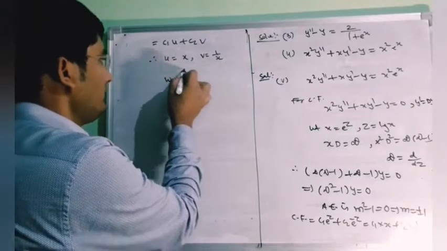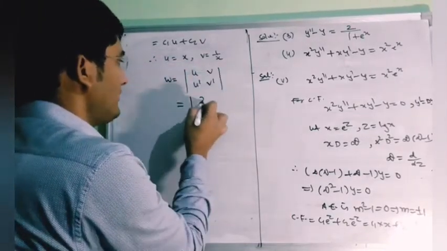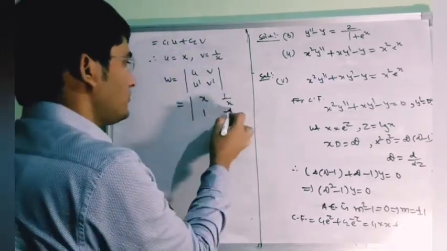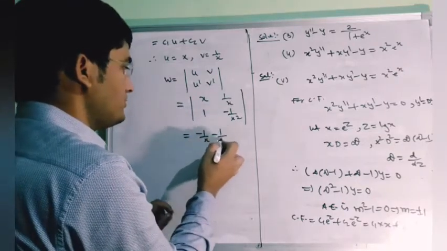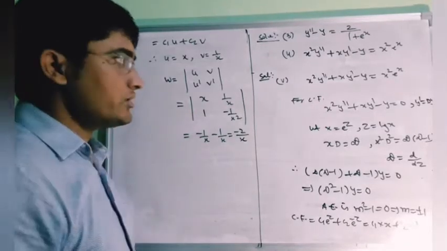So your Wronskian will be u v u dash v dash. So we have x, 1 by x, differentiation of x will be 1 and differentiation of 1 upon x will be minus 1 upon x square. So this is your minus 1 by x minus 1 by x, that is equal to minus 2 by x. So we have the value of the Wronskian.